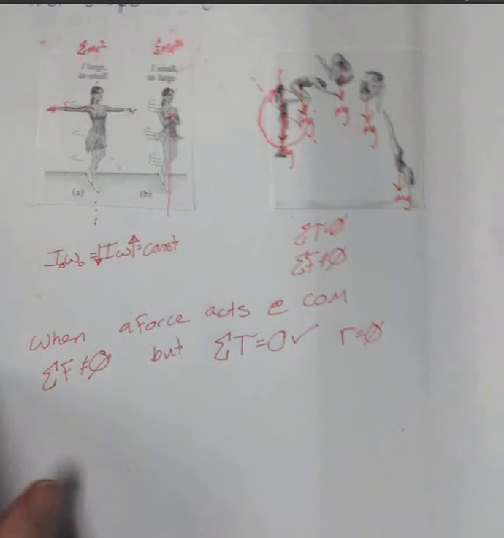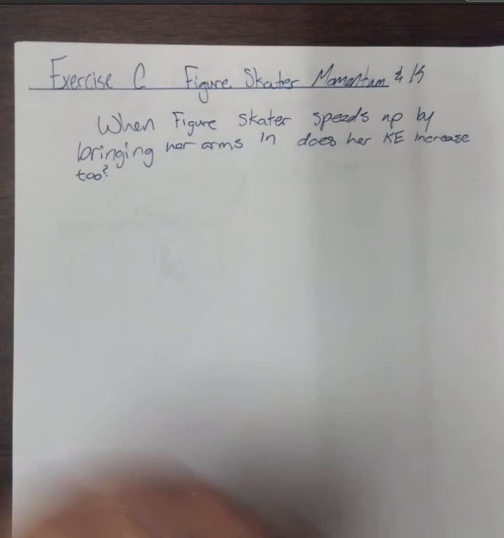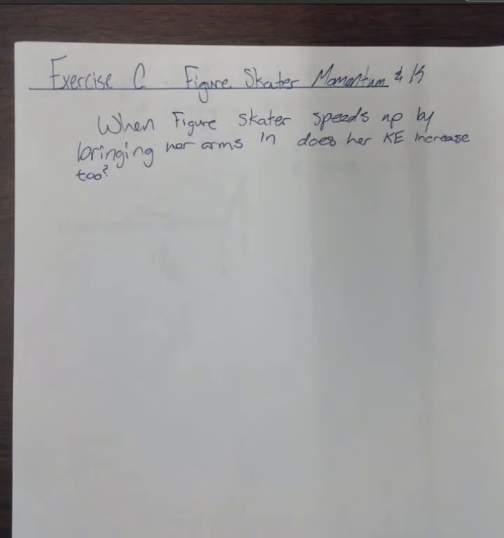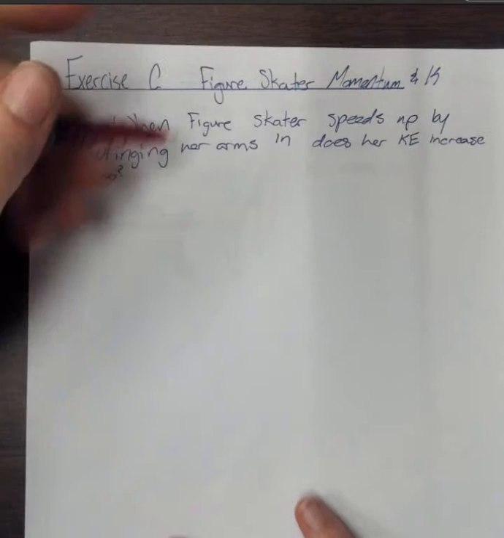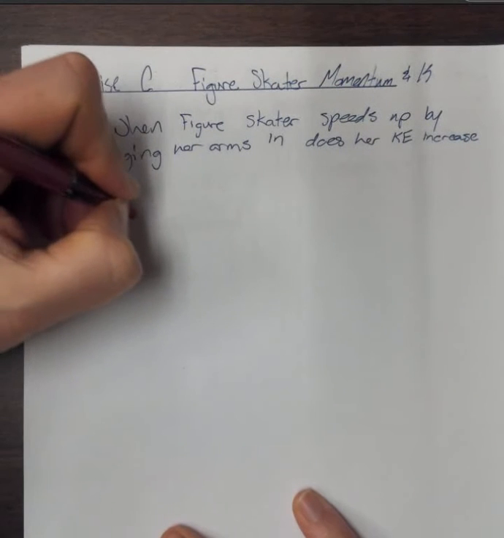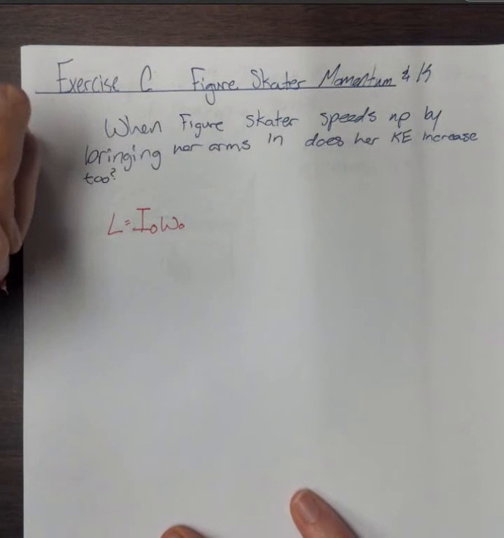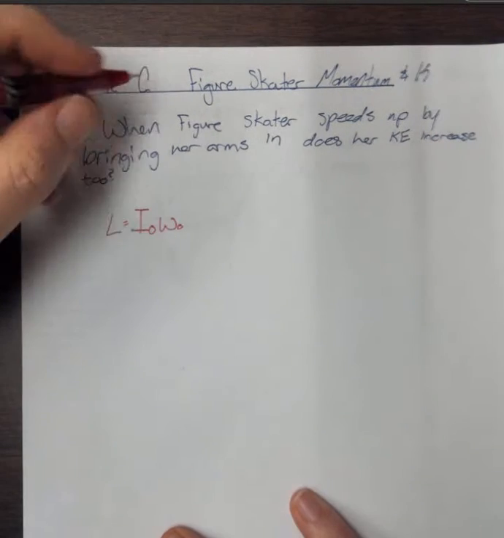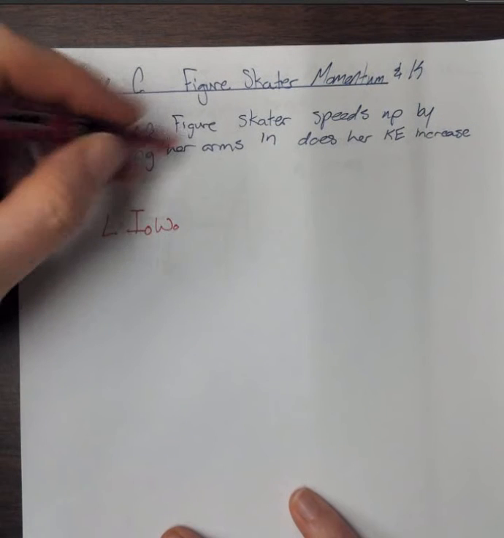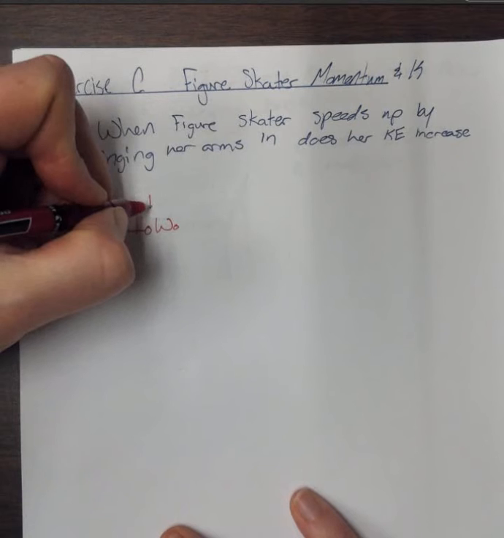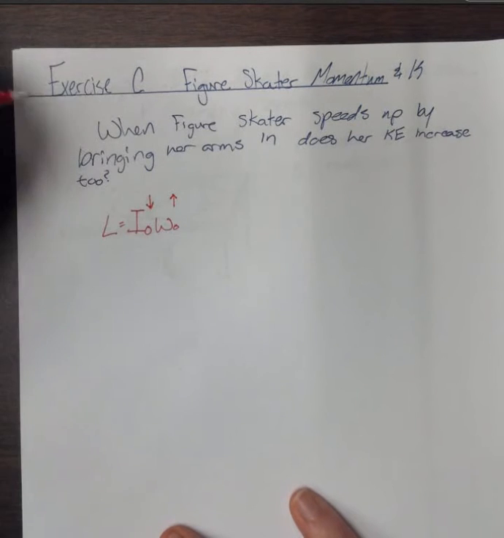So let's take a look at what type of problems we can consider for this. The first one that we're going to take a look at is a conceptual one: a figure skater's momentum and kinetic energy. So when a figure skater speeds up by bringing her arms in, does her kinetic energy also increase? Well, we know that angular momentum equals moment of inertia times rotational velocity. And so now we know that when she brings her arms in, her moment of inertia is going to go down and her rotational velocity is going to increase.